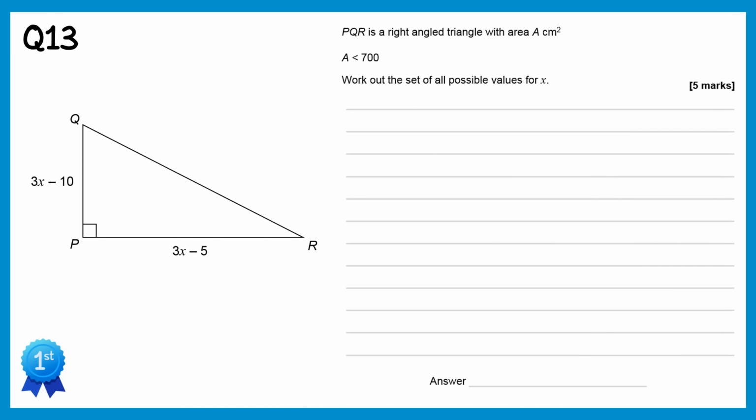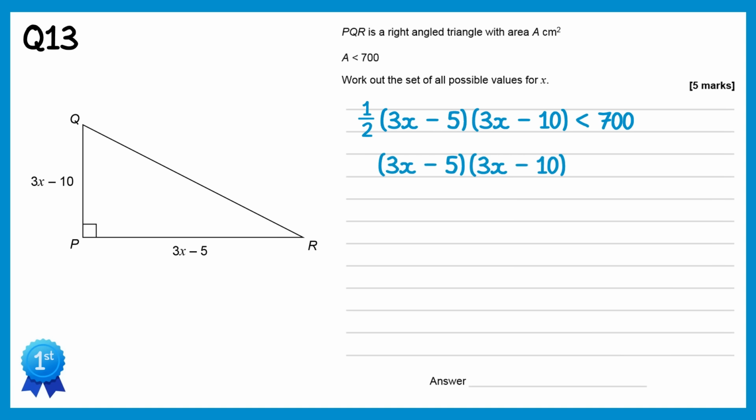For this question, we need to do the area of the triangle, which is 1/2 times the base, which is 3x minus 5, times the perpendicular height, which is 3x minus 10. And in the question we're told the area is less than 700, so this must be less than 700. Now if we multiply both sides by 2, the half will cancel, so we'll just be left with the 2 brackets on the left, and 700 times 2 is 1400.